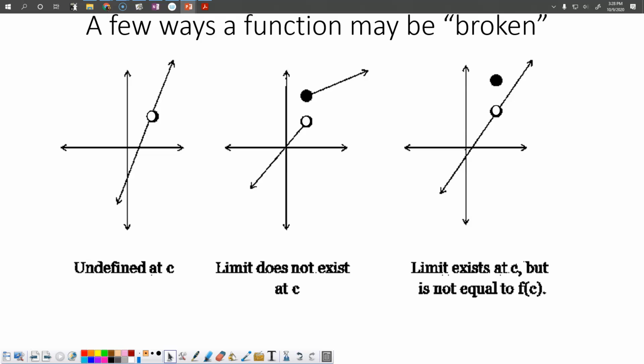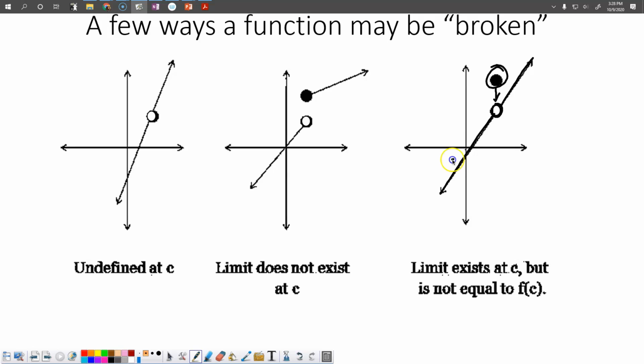Now, here's a really interesting situation. Check this out. The function is defined everywhere. There's a point here. There's points everywhere along the line, except for right here, right? But that's okay because guess what? For that particular value of x, there is a point. It's just above the spot where it should be, right? So we can't say that the function doesn't exist, because it does. Okay?